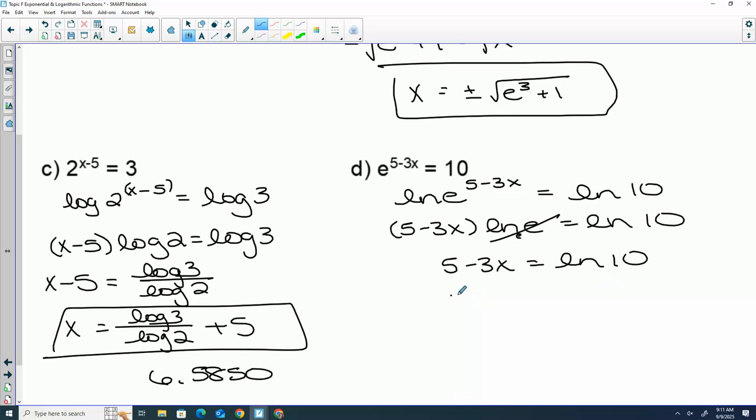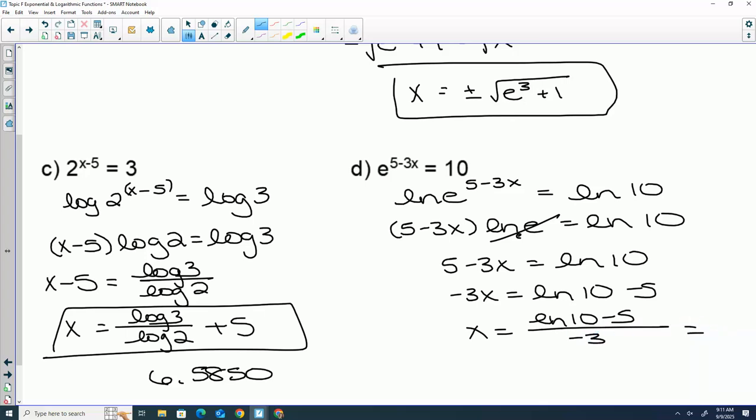So then we could subtract our 5, divide by -3. And you can certainly leave it that way if you typed it in and got a decimal. It's 0.8991. So either of those is fine.